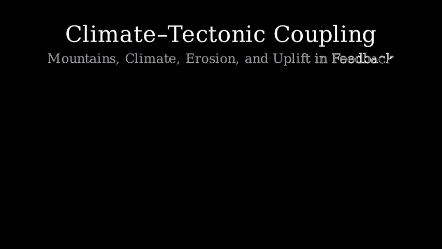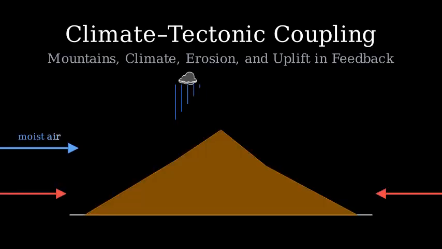Mechanisms of climate tectonic coupling. How mountain building, climate, erosion, and rock uplift talk to one another through feedback loops. First, tectonics builds topography. Converging plates shove crust together and raise a mountain range.